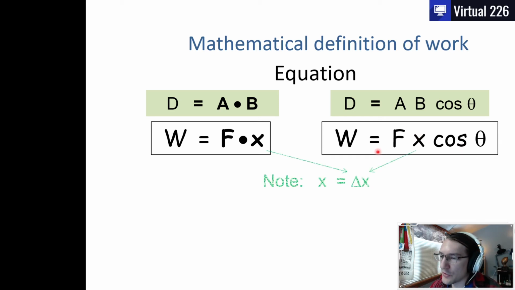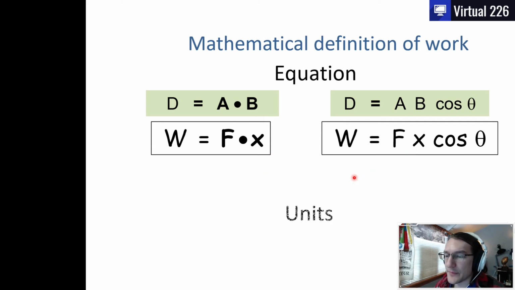So one note is that this x that we have here, we are considering that to be the displacement. Instead of writing delta x everywhere, I'm just writing an x. Sometimes I'll write delta x's, sometimes I'll write x's. The thing to recognize is that these x's here are really displacements. They are vectors.